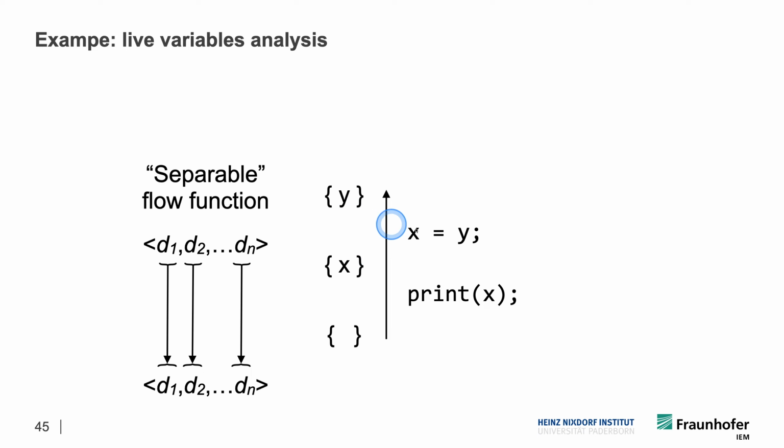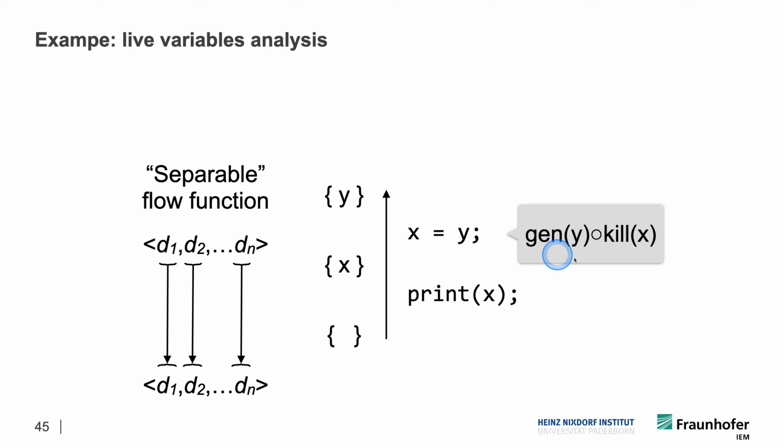And then here, this statement redefines x, but it uses y. So that means x is now actually not live any longer because it's being redefined, but y now is. And the effect of this statement can be expressed as such: you're generating y and you're killing x, okay? When you go through this statement from the bottom to the top.